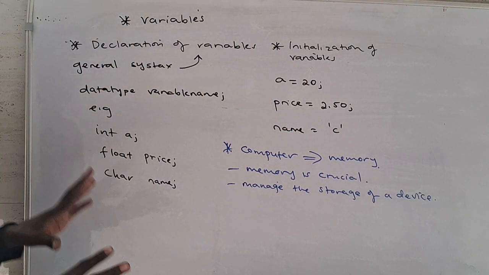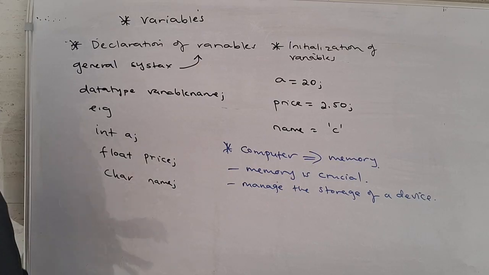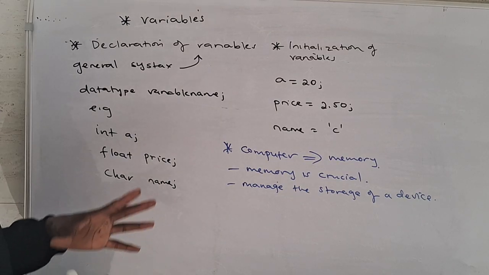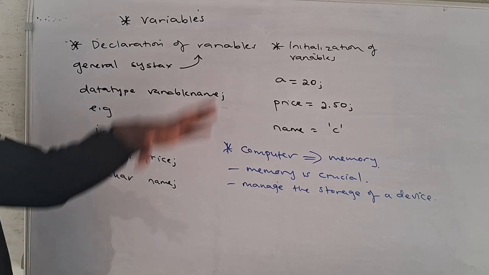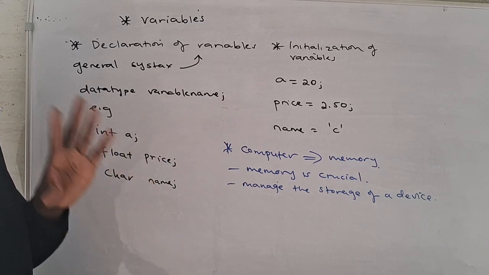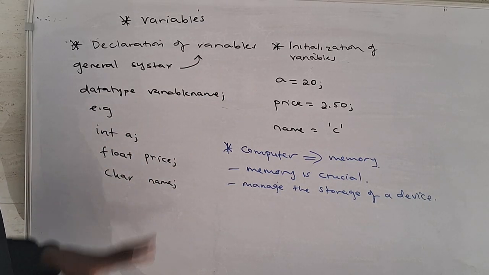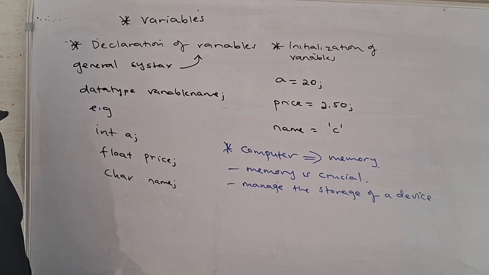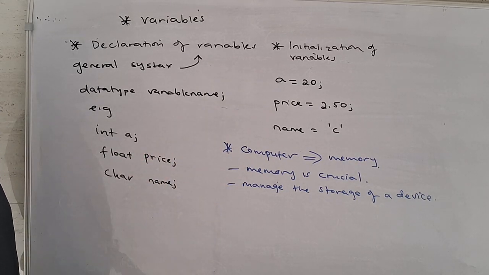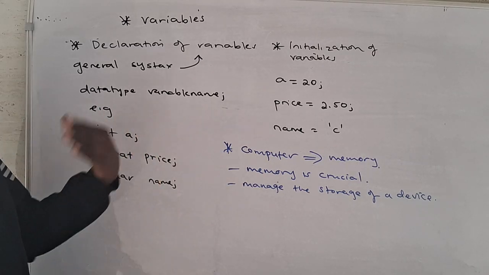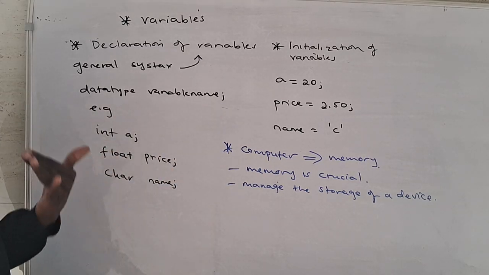Let's say you are entering something in a computer. The things that you are entering should be stored, right? In other words, you are using space, which is why we say memory is important. So you should always manage memory.